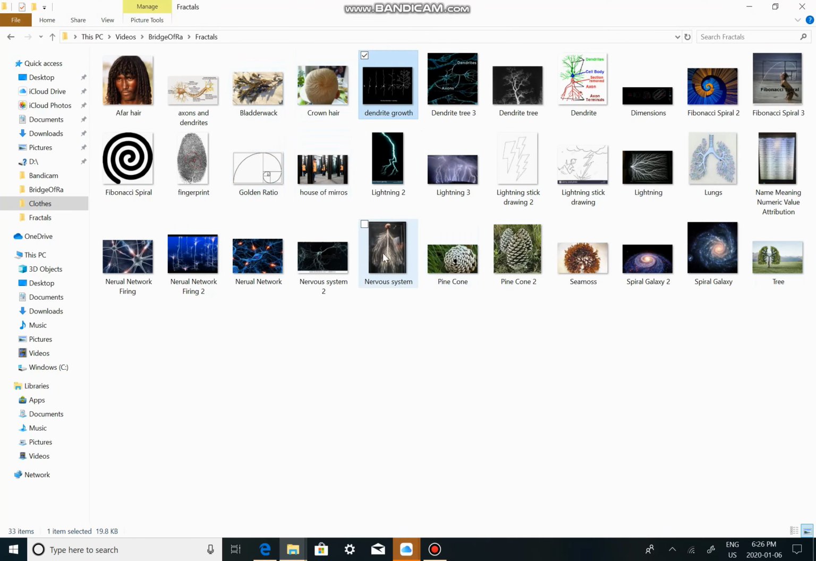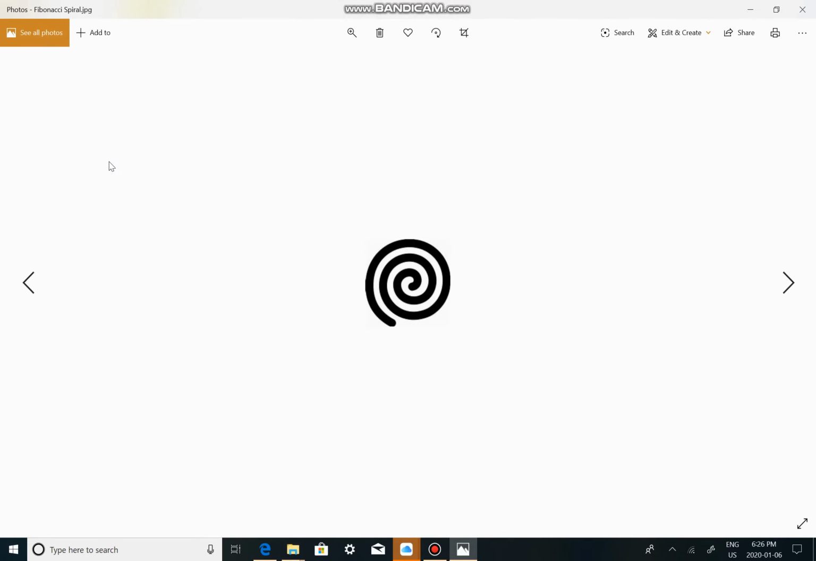And all animals clearly have nervous systems and things like that, right? Even a jellyfish just looks like a floating nervous system. So this Fibonacci spiral, which you find in so many different things, right? That never-ending spiral.